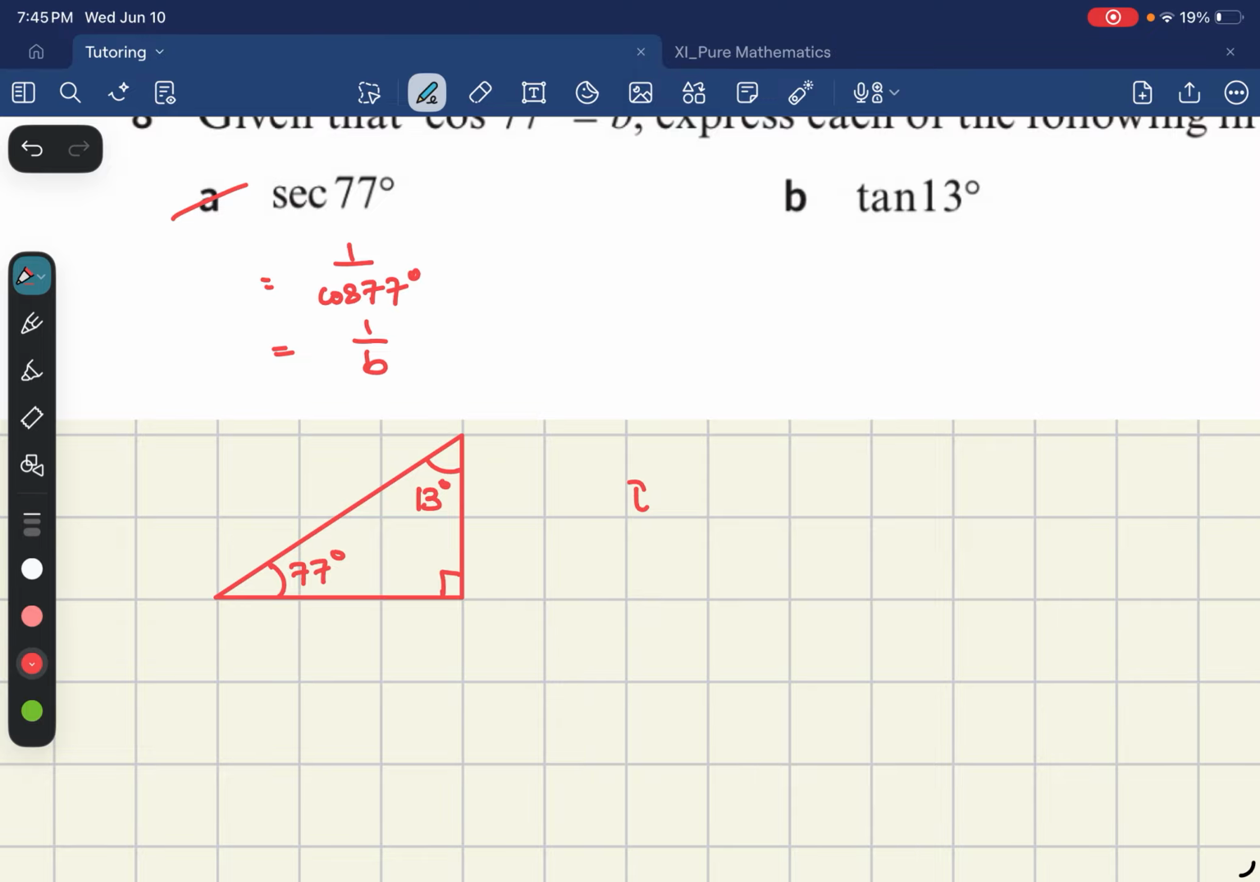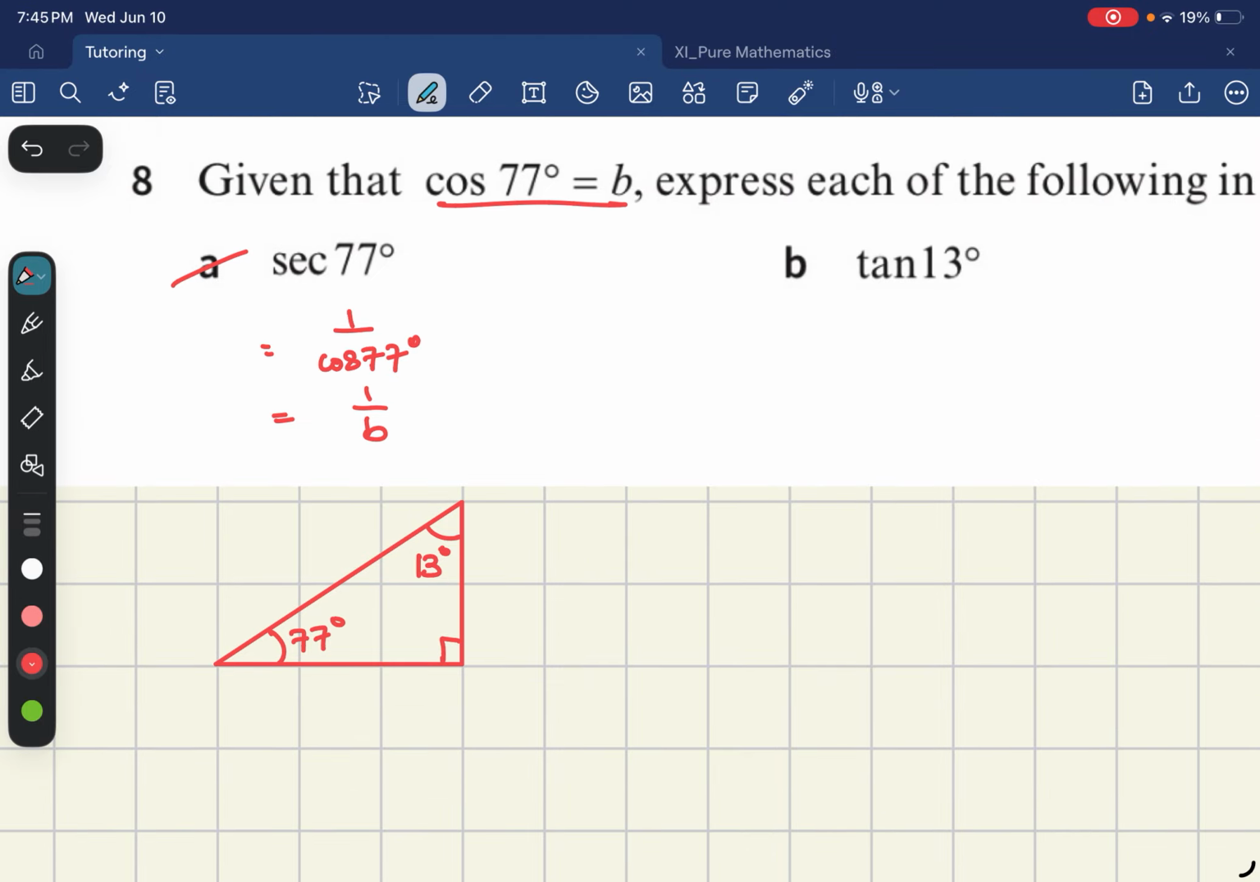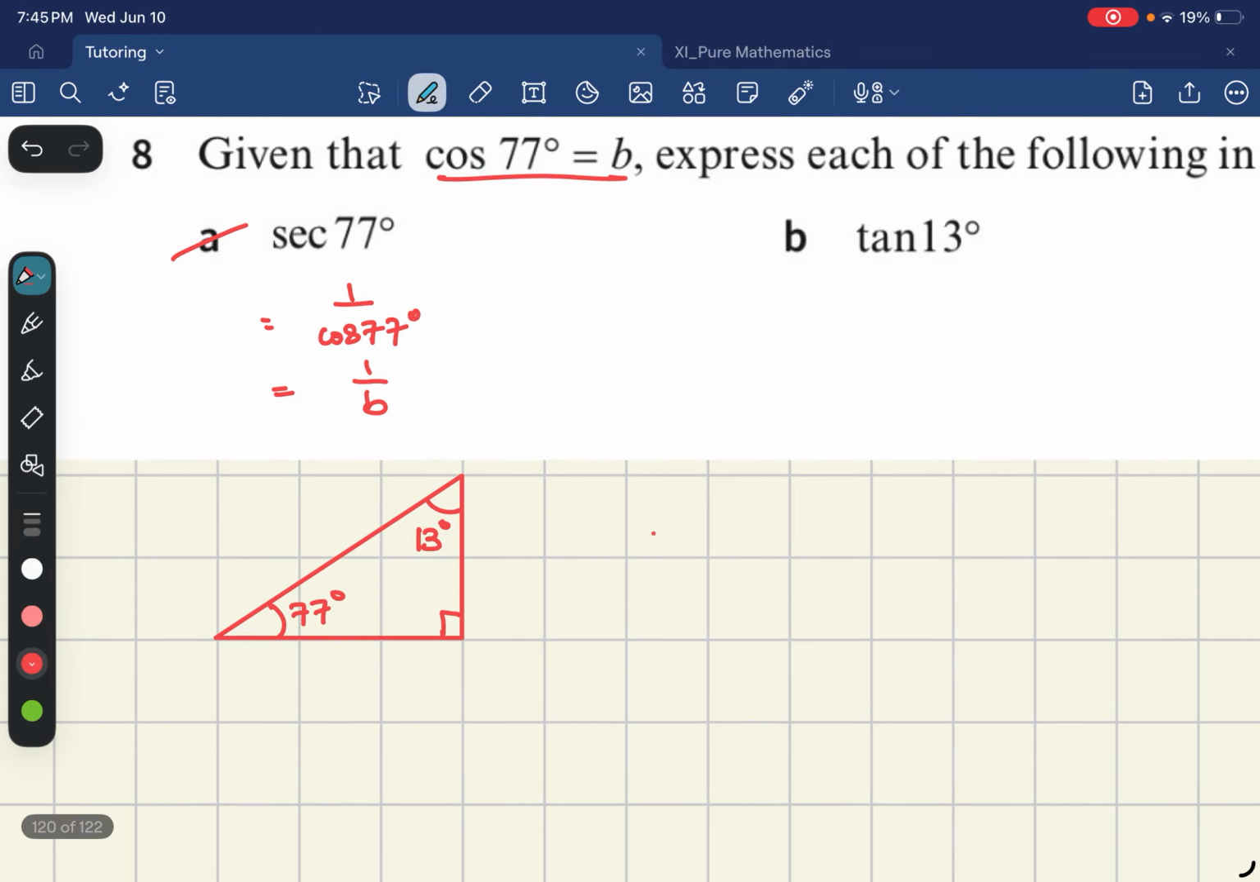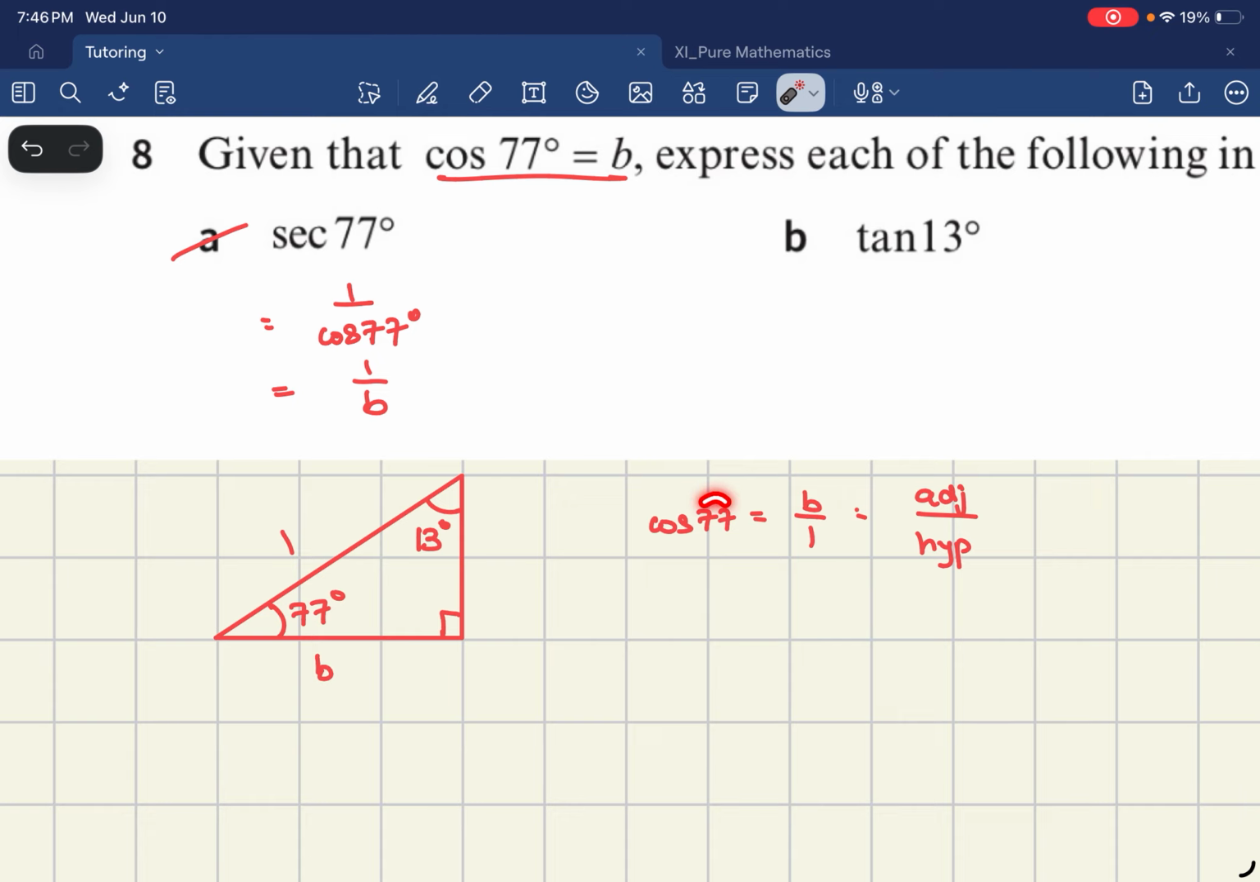So cos 77 is B. What is cos 77? Well, cos 77 is B divided by 1, I can say. B is adjacent, 1 is hypotenuse. So B and 1, because cosine of any angle, cosine of 77, is adjacent over hypotenuse.